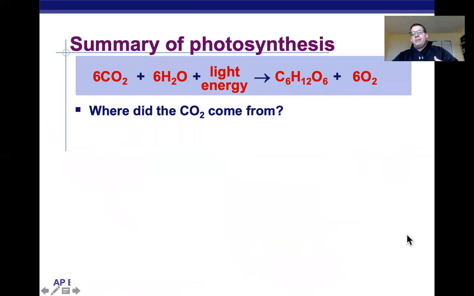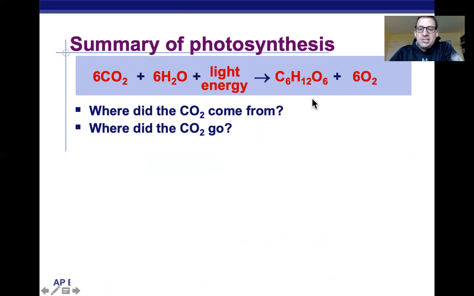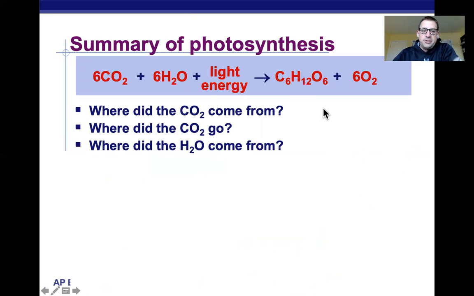Okay, so where did the carbon dioxide come from? The atmosphere. Where does it go? Into the stroma to be attached to RuBP to eventually generate G3P. Okay, so the carbon dioxide eventually ends up in the G3P, which eventually ends up being used to make glucose. So the CO2 essentially ends up in the glucose molecule here. Where'd the water come from? The soil, right? And then the roots, it is absorbed by the roots, brought up to the leaves by the xylem, and used in the light reactions as a source of electrons.